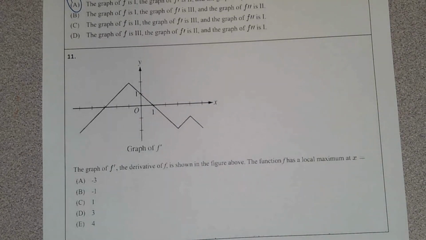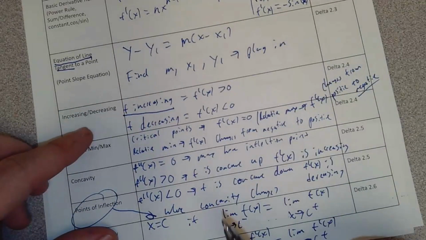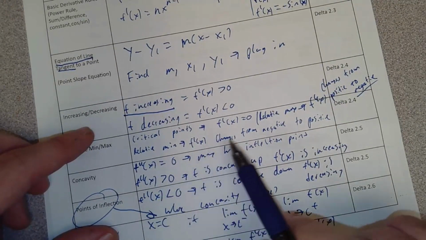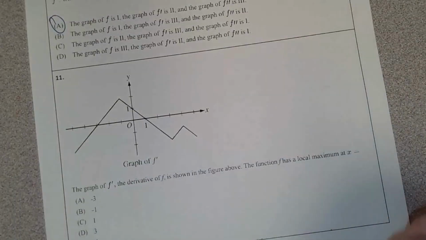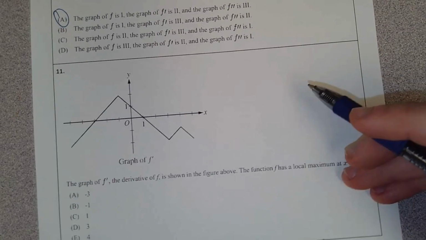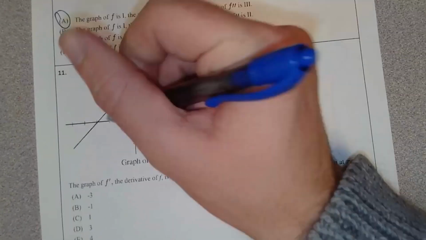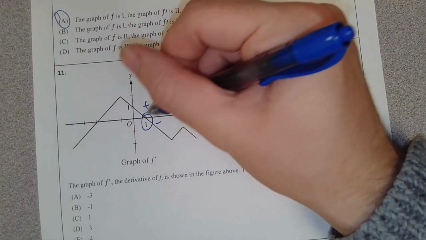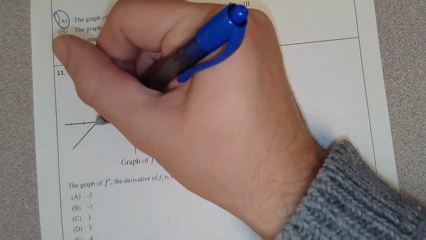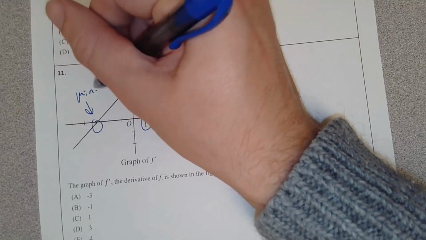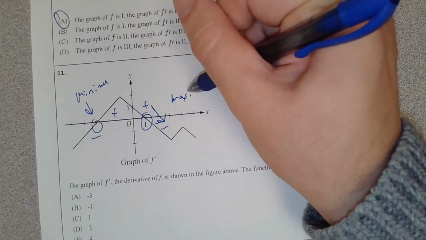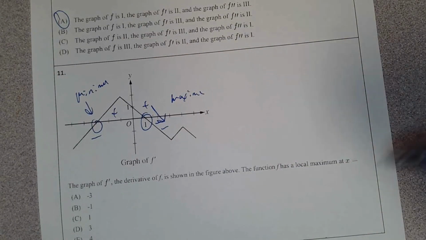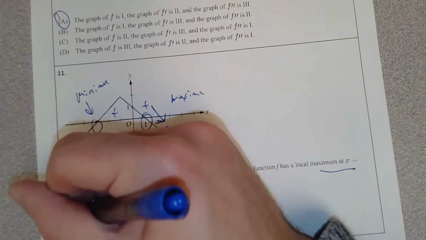Again, I'll refer back to the notes. You have a local maxima when the derivative changes from positive to negative. So where this is changing from positive to negative, I'm going to have a maxima. Right here, you can see it's changing from positive to negative. That's my maxima. This one right here would be the minima because it's going from negative to positive. This one's going positive to negative, so that would be the maxima. So that would be at 1. C.